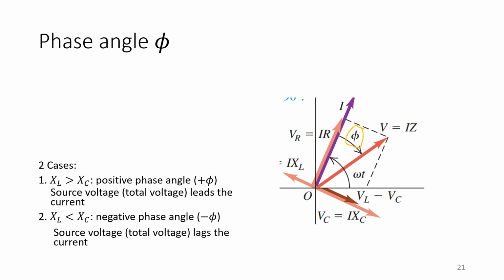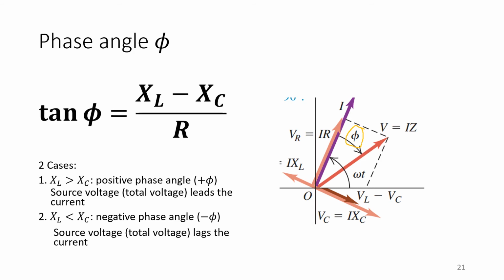Now it turns out that since we use a formula for Z similar to how we determined magnitudes of vectors in earlier subjects using the distance formula, we can also use the tangent formula to determine the phase difference. This formula is tangent phi is equal to XL minus XC over R.